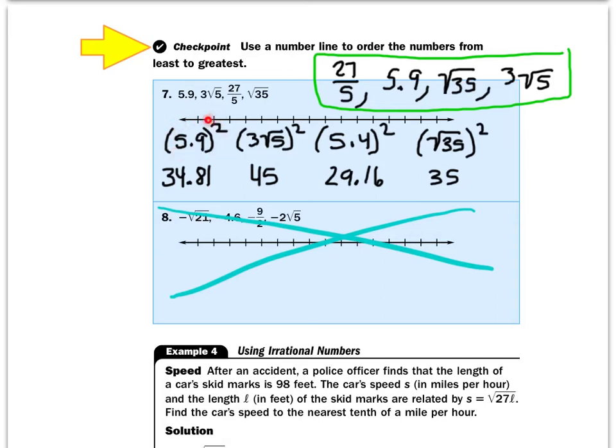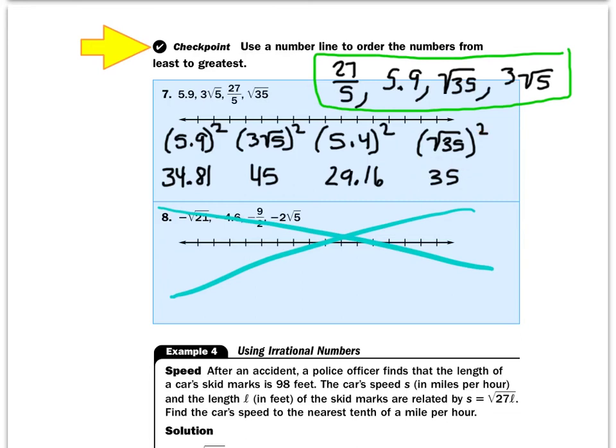So 5.9 squared would be 34.81. And you could use the table to help you, or you could just multiply it out. That's not a hard one. Now, what happens with 3 radical 5 to the second power, you have to think of the rainbows. You give the second power to the 3, and you give the second power to the radical 5, okay? So 3 to the second power is 9. Radical 5 to the second power is just 5. So 9 times 5 would give us 45. And then 5.4 squared is 29.16. And radical 35 squared, remember the square and the square root destroy each other, so that's just 35.